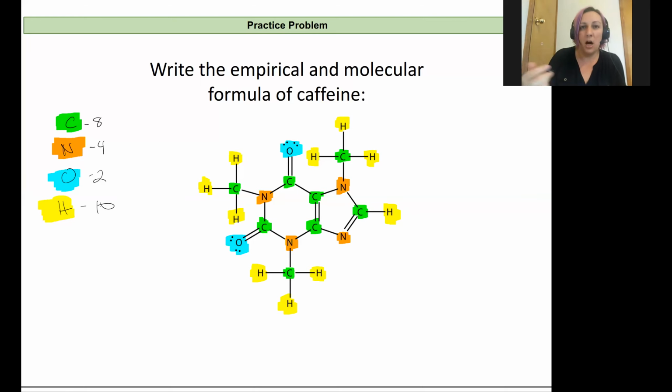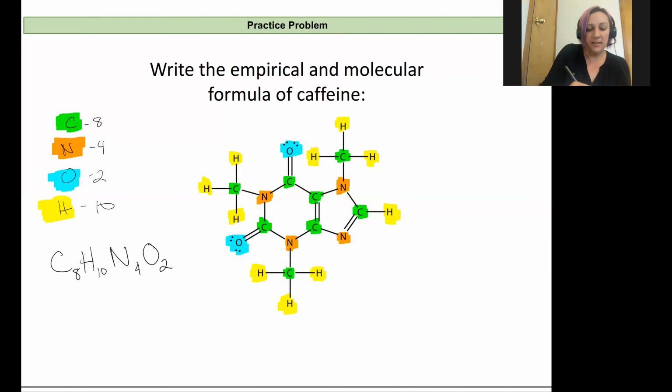I always start with carbon and then hydrogen, and then I do my nitrogen and oxygen. I kind of go by electronegativity. So I'm going to write this as carbon, hydrogen, nitrogen, oxygen. That's my order. And now I'm using the number of atoms as my subscript. So I have 8 carbon, 10 hydrogen, 4 nitrogen, and 2 oxygen. So that is my molecular formula: C8H10N4O2.